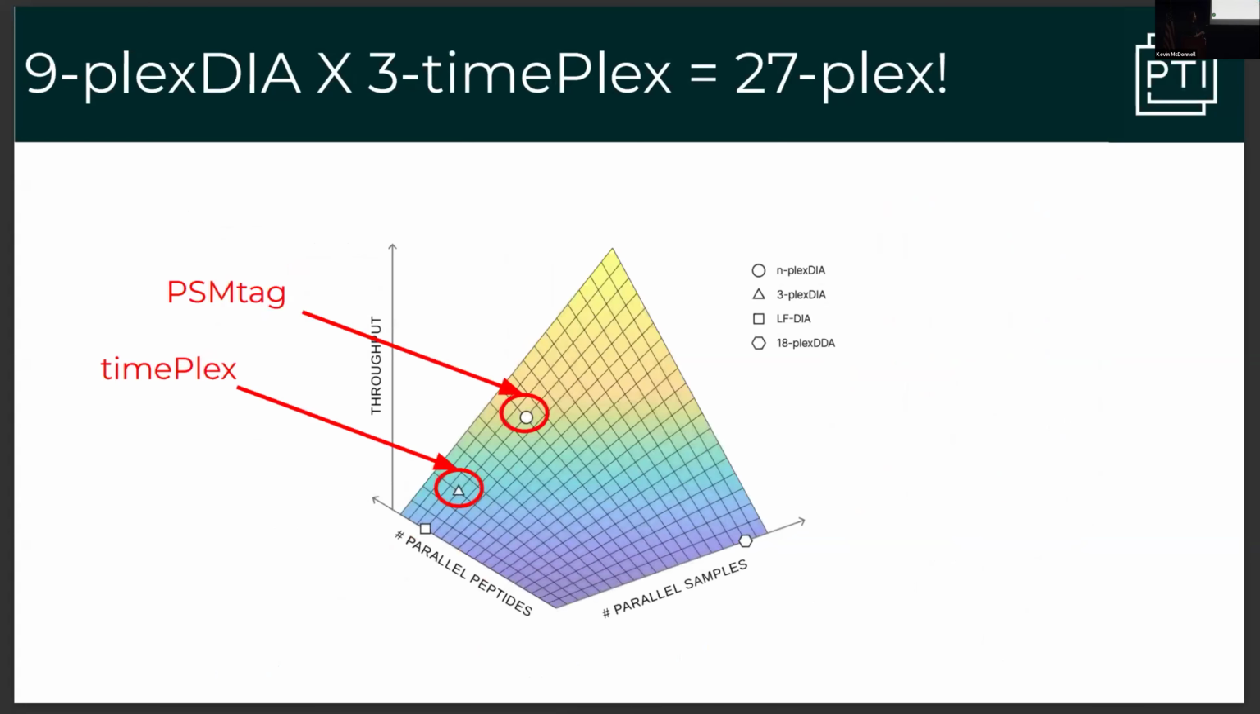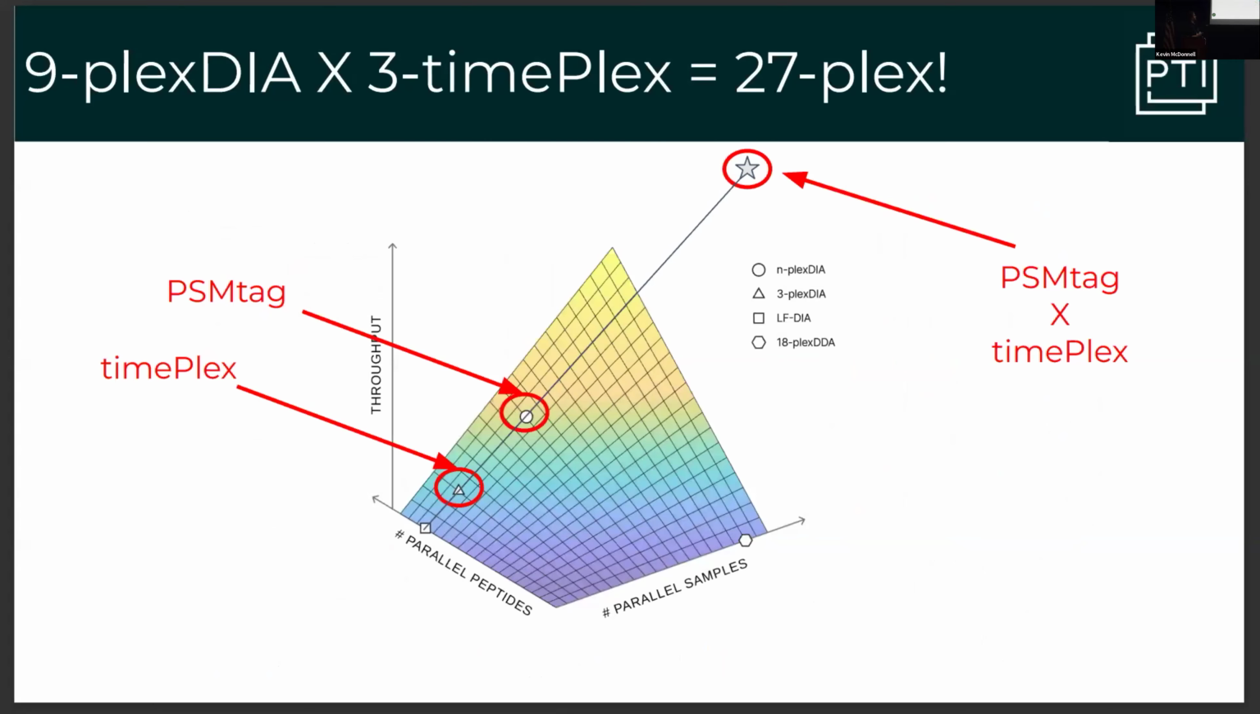And so just to conclude, we've been developing technologies. Time-plex allows us to parallelize the samples, and so too does PSN tag, but by combining these approaches, we can effectively get this multiplicative scaling of throughput, which is very powerful.